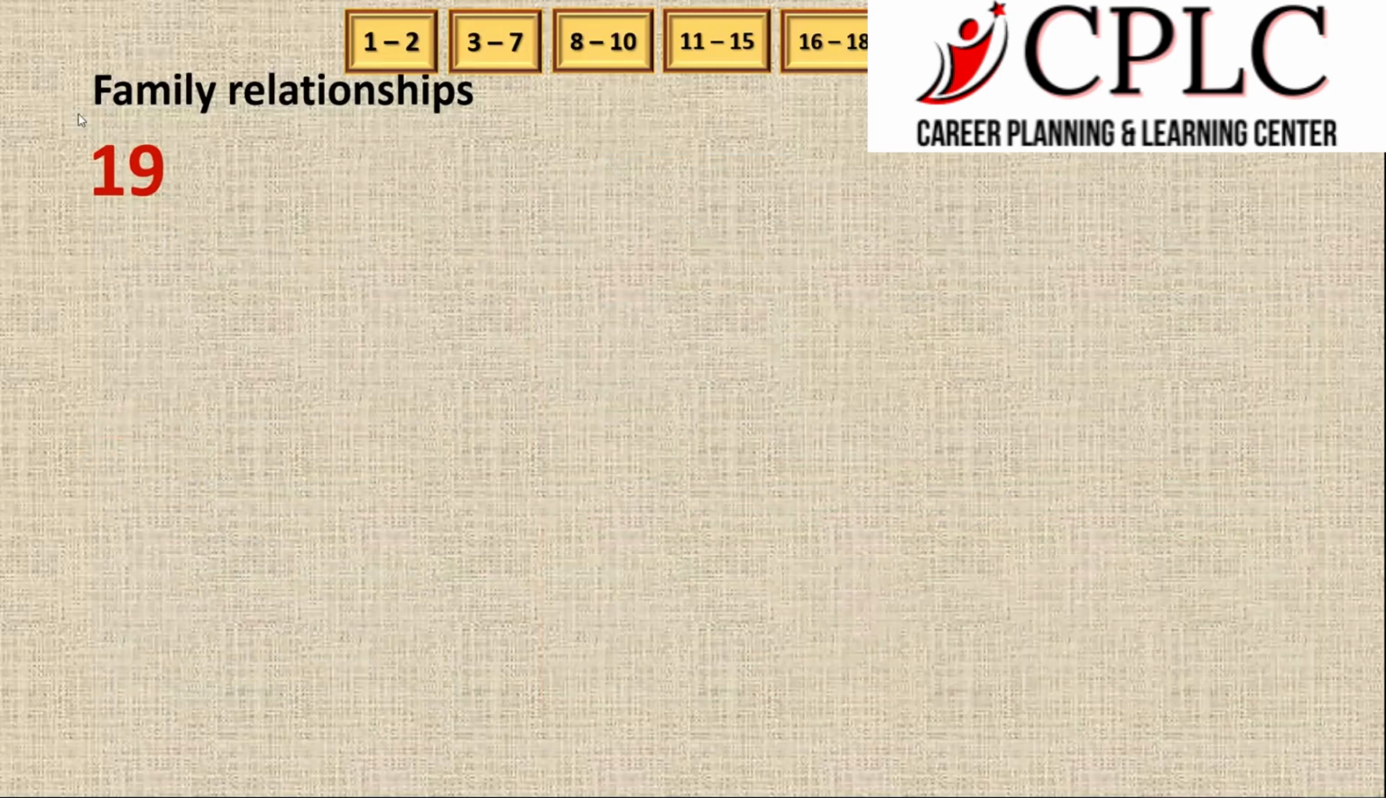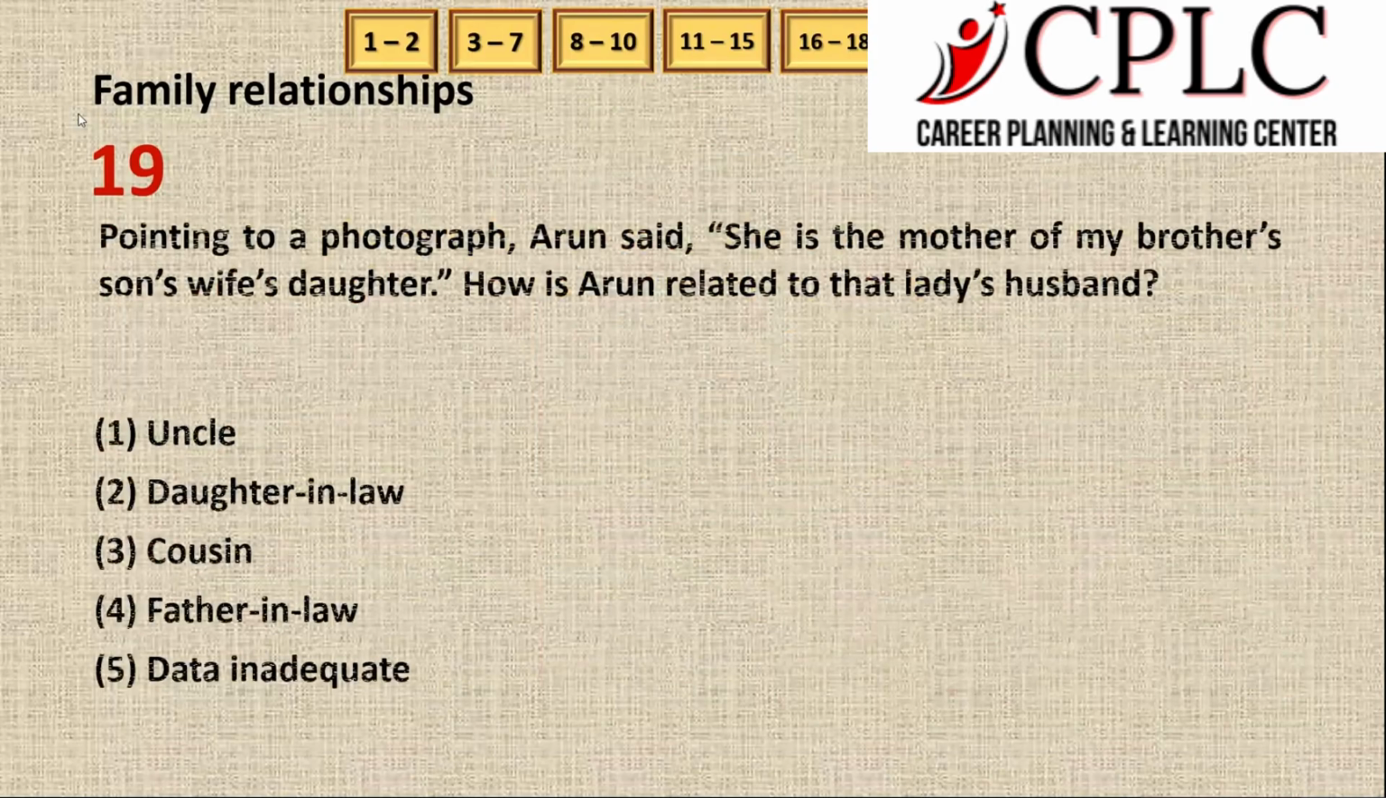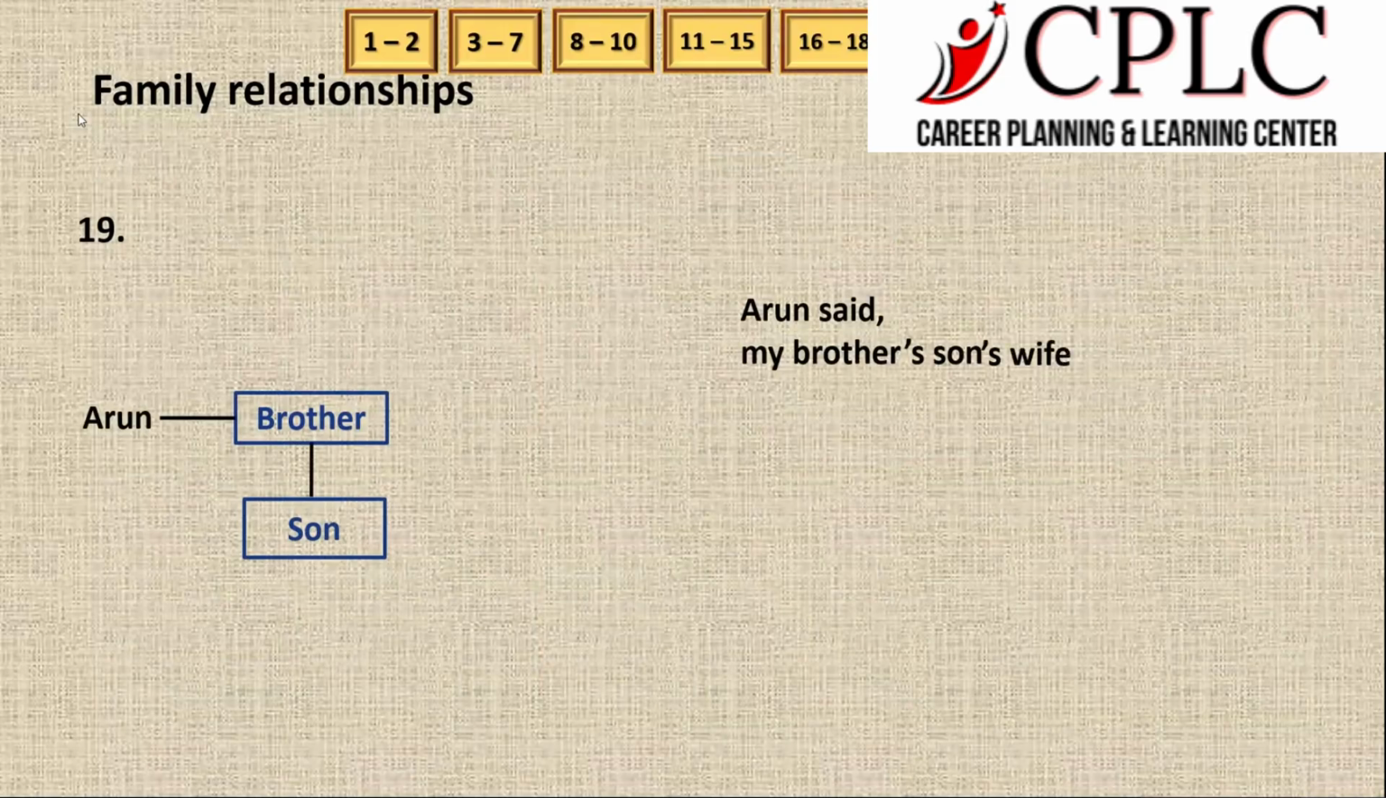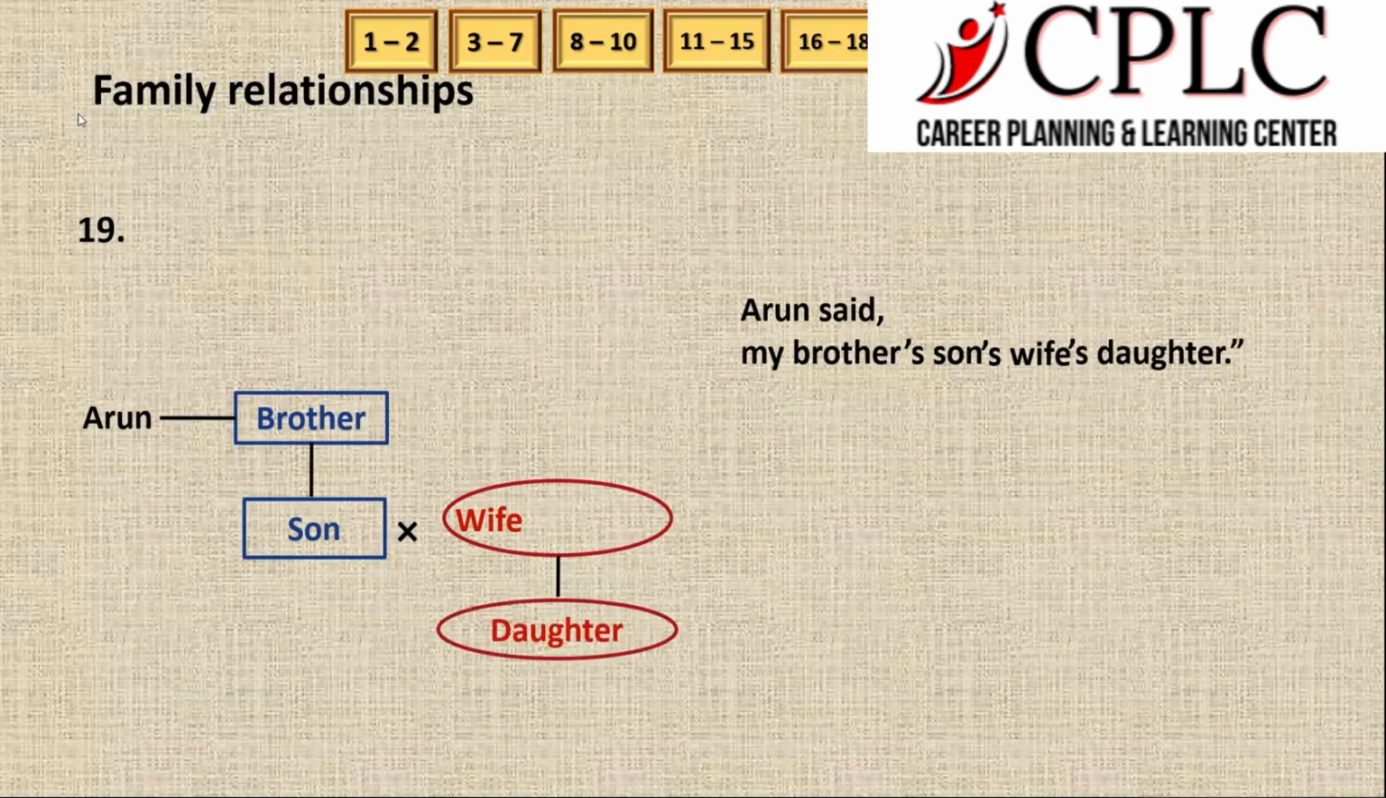Moving to the next question. Pointing to a photograph, Arun said, "She is the mother of my brother's son's wife's daughter." How is Arun related to that lady's husband? In such types of questions, we have learned that we'll start from "my". Now, "my" means Arun because Arun is saying something. So, my refers to Arun. So, Arun's brother, brother's son, son's wife, wife's daughter. So, this is the family diagram that we'll draw.